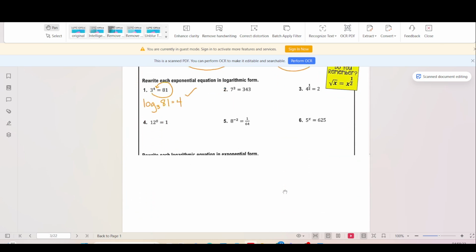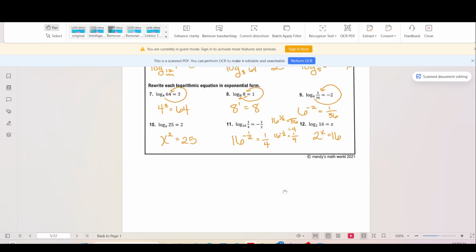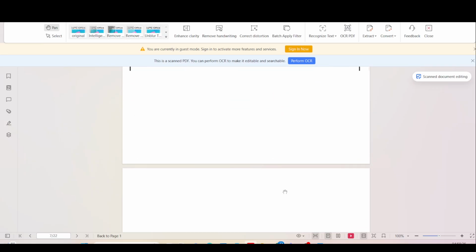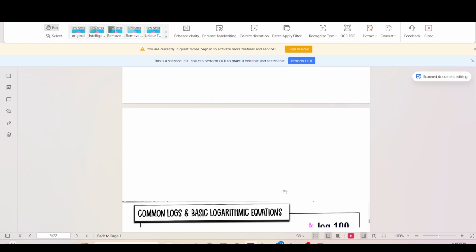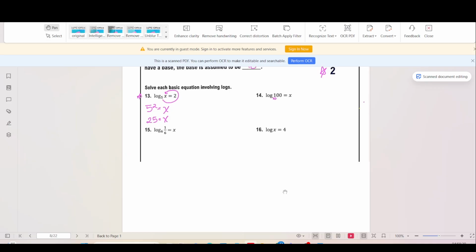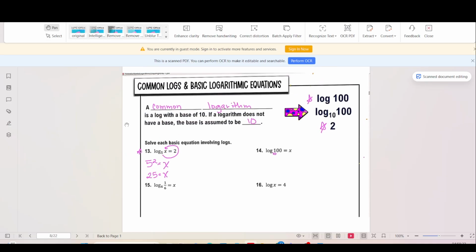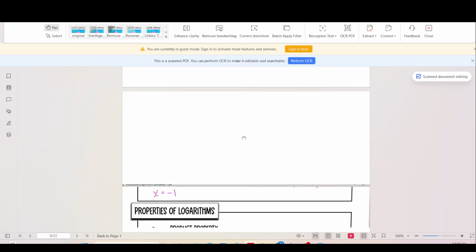Now basically I need to show you the properties of log. I know you can do this one. If there is no base, you have to consider 10, which is called the common log.